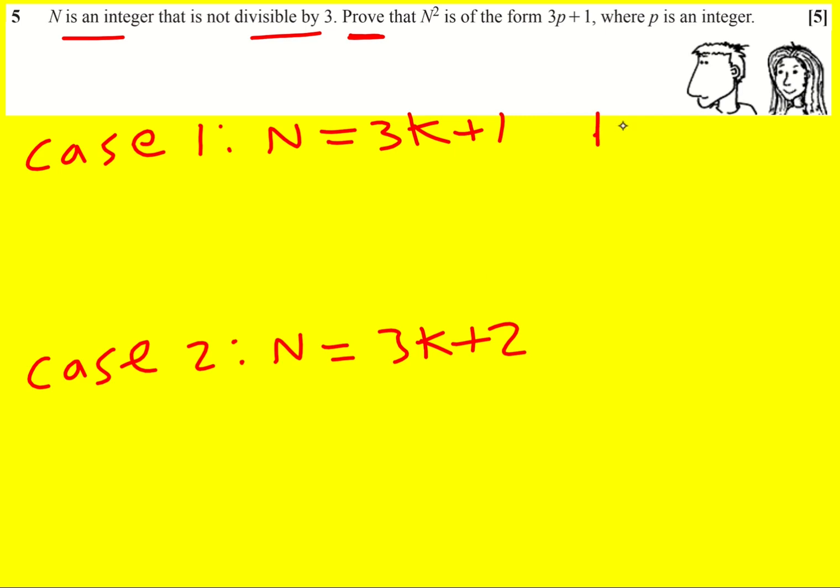So we just should add that k is an integer. That's important. Okay, and maybe I should even write that n can be split into two cases.